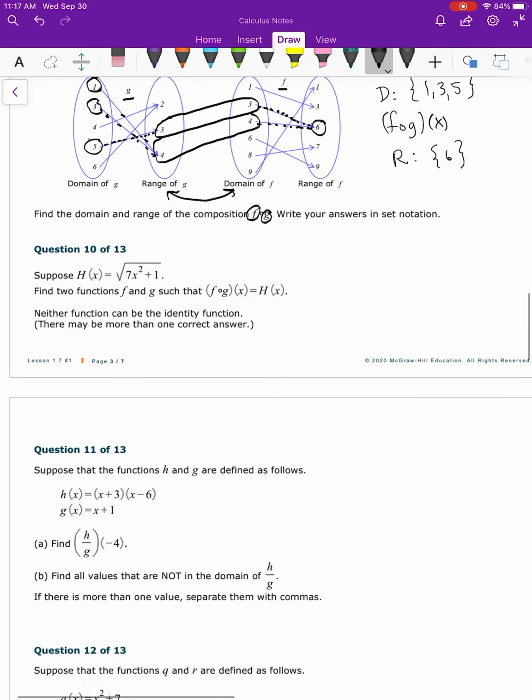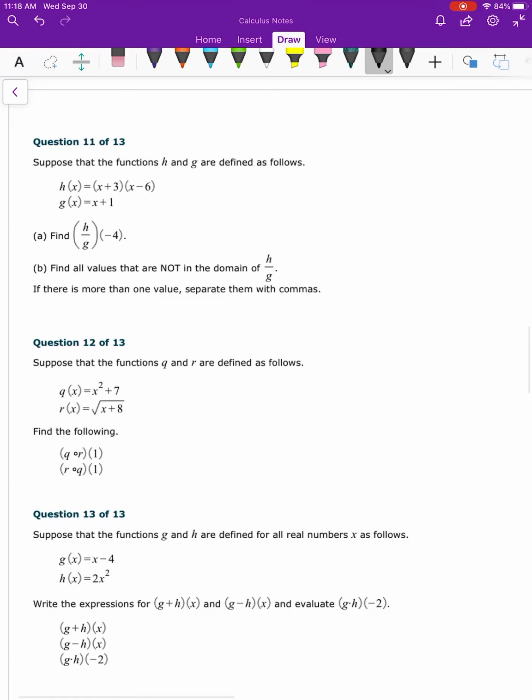Question number 10, find two functions such that F composition G of X equals H of X. So I'm putting the G of X into the X in F of X. So I have to be careful. I could choose the 7x squared plus 1 as my G, and then my F would have been square root of X. Or I could have chosen just 7x squared, and then my F would have been the square root of X plus 1. Okay, those are the easiest two.